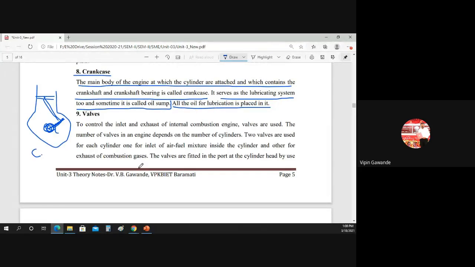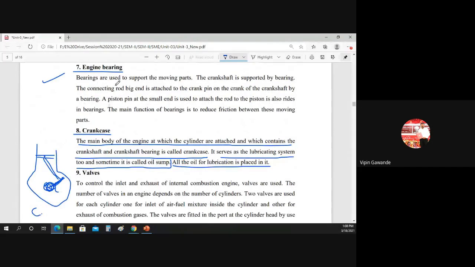Then we have the bearing, engine bearing. For what purpose are these bearings used? These are used to support the moving parts. We know that wherever the moving parts are there, we are using the bearings. Wherever the rotary part is there, we are using the bearings. Bearings have balls in them. So engine bearings are used just to support the moving parts.